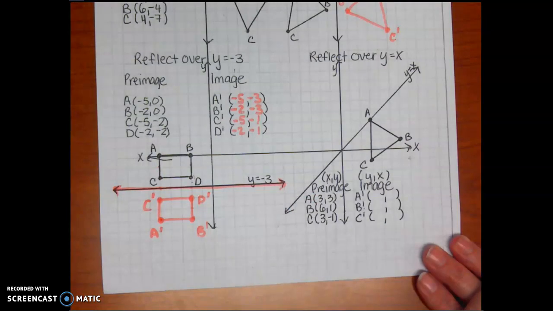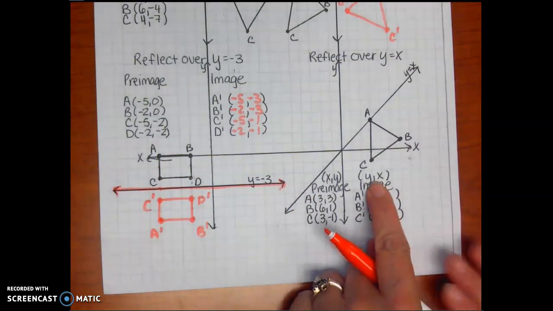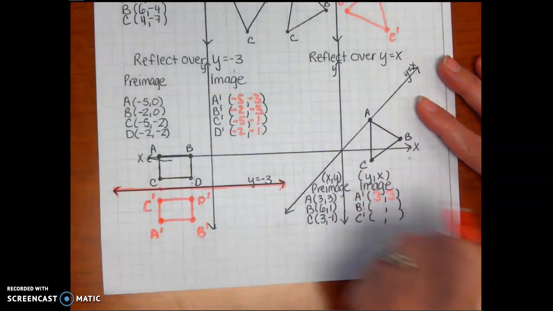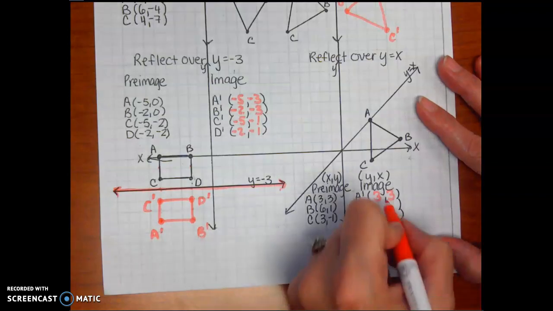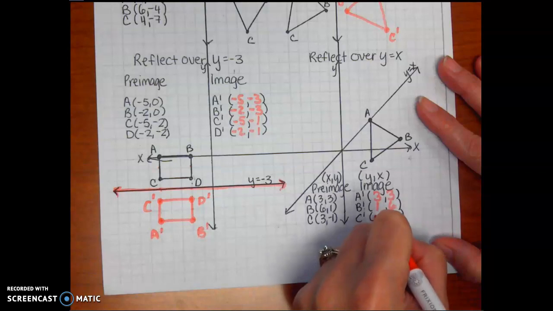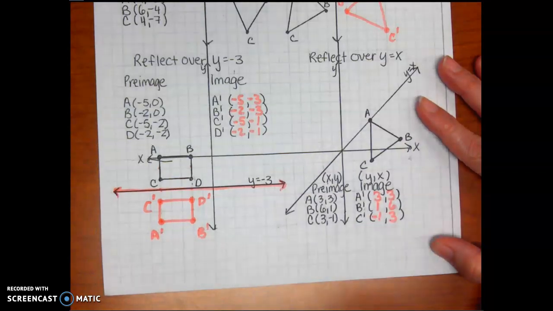Reflect over y equals x, that's another one that we can map. And if I look at the mapping, it just switches places. So for A, 3, 3 is going to remain 3, 3. B prime is going to be 1, 6, because I'm switching places. And C prime is going to be -1, 3. Okay, so now I have that mapping.